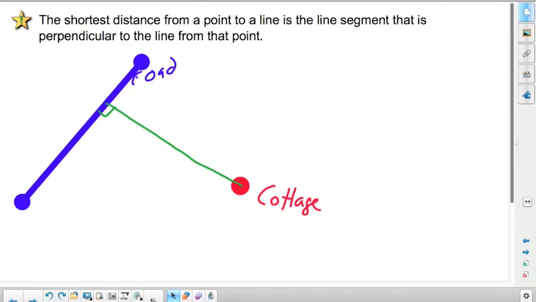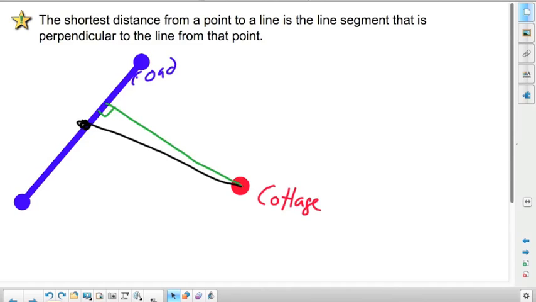Now, one thing I want to do is help you understand why that is the case. Why is that particular line, if it's a right angle, the shortest distance? Let's assume it's not. Okay? Let's assume that that's not the shortest distance. There's another point on here, and I'll label it with a black point. There's another point on here that's actually shorter. So in other words, from here to here, this is shorter. That black line is shorter.